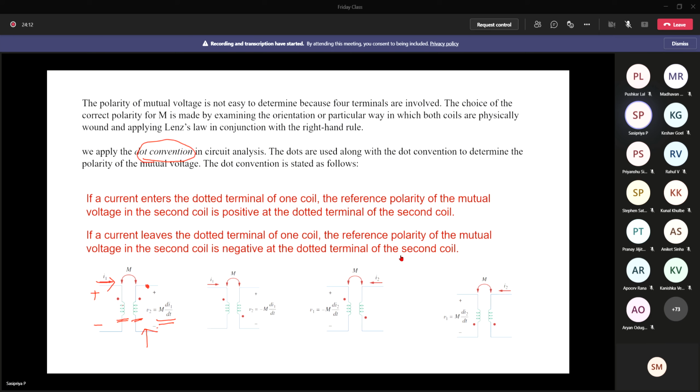Let me repeat. So this is an inductance. Because of this mutual inductance, we'll have a voltage. Now the polarity of the voltage due to this mutual inductance is very important. This polarity depends on so many things: what the current direction is, how these two coils are oriented, how the two coils are constructed, and the Lenz law. Everything is involved here. So for analysis purposes, to determine this mutual voltage, they follow something like a dot convention.